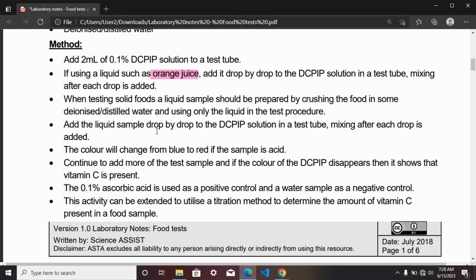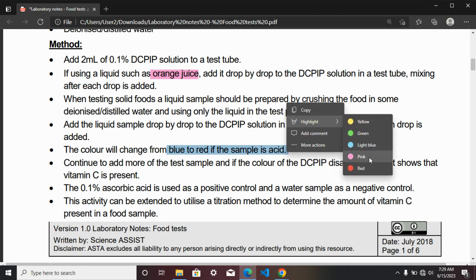Add the liquid sample drop by drop to the DCPIP solution in the test tube, mixing each time a drop is added. As we were saying before, you will be adding a drop and just shaking very gently, mixing the whole mixture for allowing the change to come about. So the color will change from blue to red if the sample is acidic.